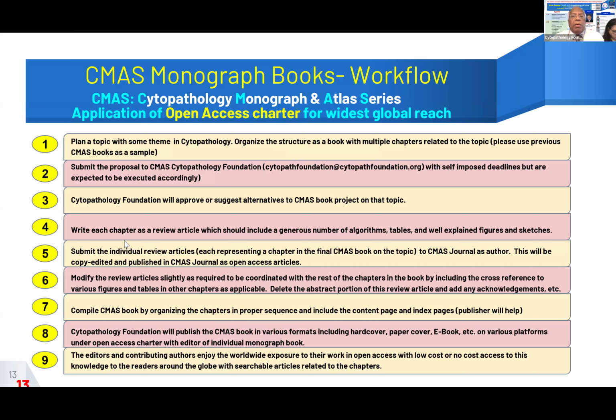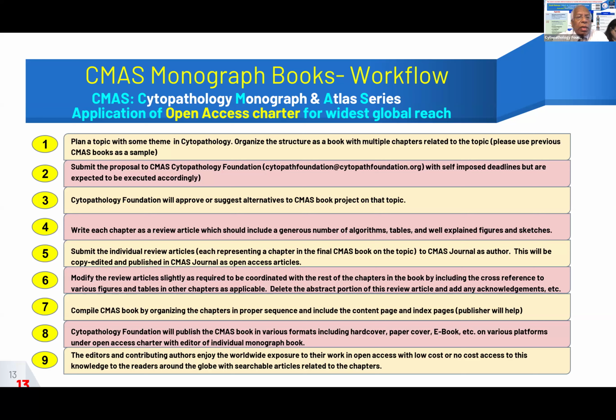So once we decide a particular topic and divide the chapters, just submit it to the Cytopathology Foundation, and we finalize the particular project on that topic. And once we do that, each chapter is written by a couple of authors, organized by an individual editor or editors. And once those chapters are done, they are submitted to CMAS journal. That is point number 5. And once it goes through the structured review process, those are accepted.